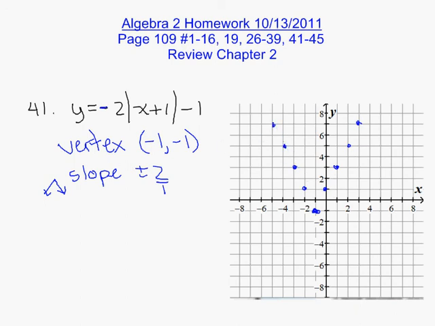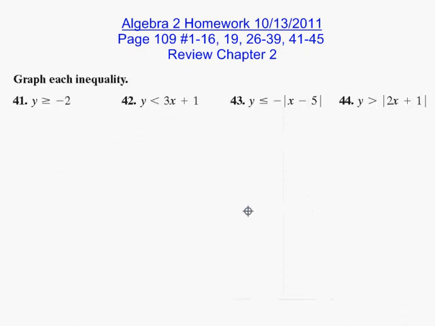Pretty easy because we all know that these V shapes have symmetry, so they're kind of easy to graph once you get the basic idea. And there we go. Okay, now this one, now we're starting into a different type of equation, so I'm actually going to save this for the next video.